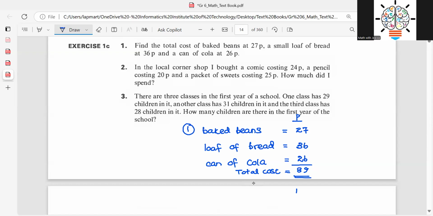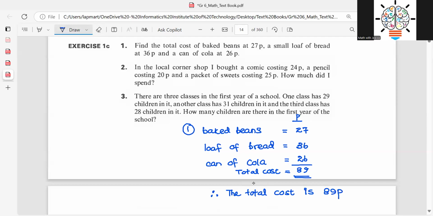Find the total cost. Here they have not mentioned whether you want to convert the pence into pounds. They have just asked us to write the total cost. So then you write, this is a worded problem, children. So then you write therefore. To use the word therefore, we use these three words. Therefore, the total cost was, the total cost is, you can write 89 pence, right?